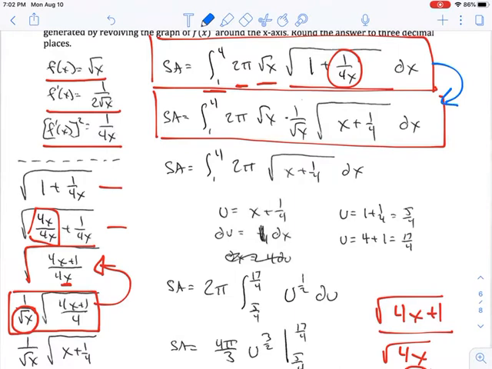And now it's time for some u-substitution. Again, let u be equal to what's underneath the radical sign. u is equal to x plus 1/4. du is equal to dx. And so we substitute in, where did I do that?